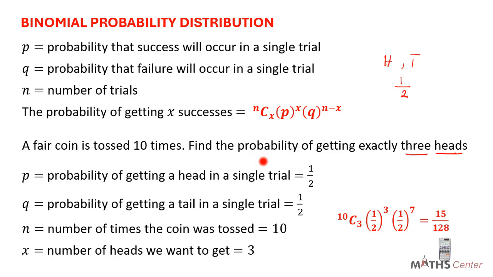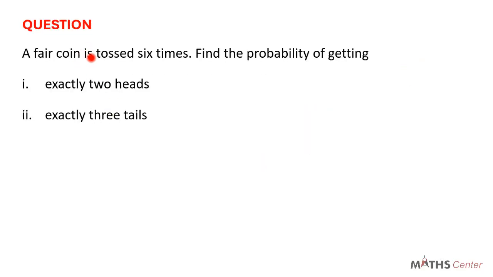Let's consider the first question. A fair coin is tossed 6 times. Find the probability of getting I exactly 2 heads, II exactly 3 tails. Tossing a coin is a binomial situation because when you toss a coin, you have 2 mutually exclusive outcomes. Because this is a binomial situation, we can use the binomial probability distribution to find the probabilities of these events.